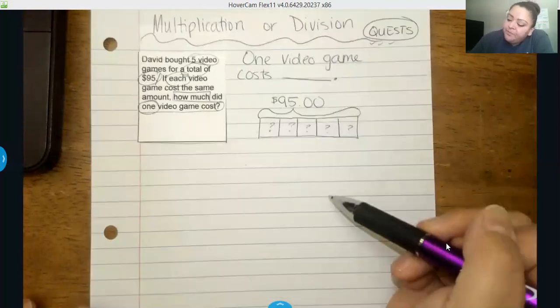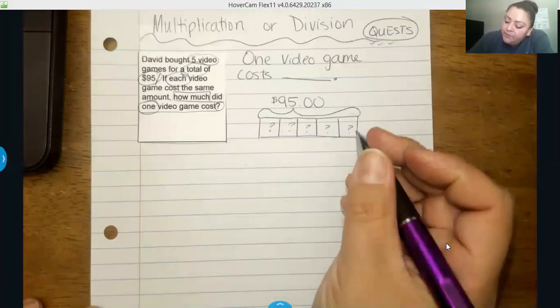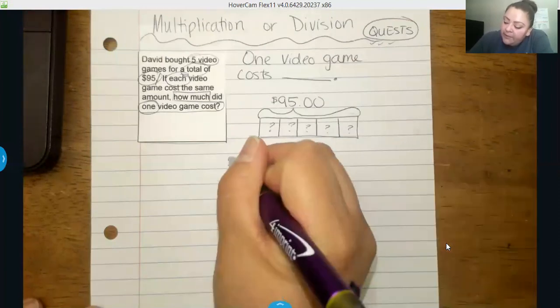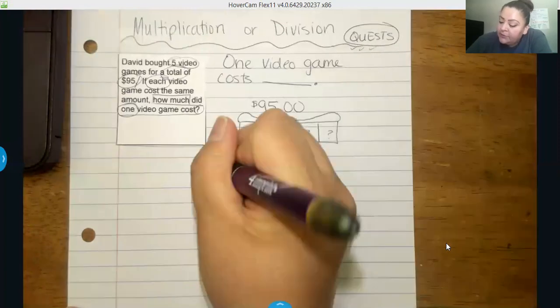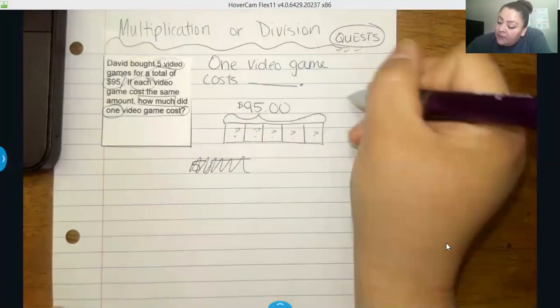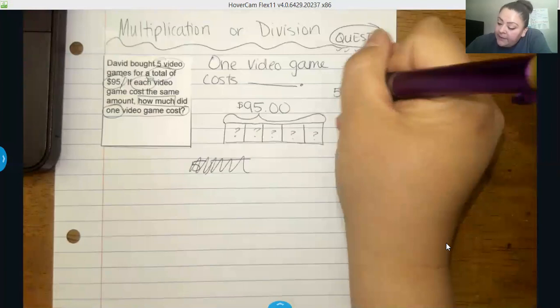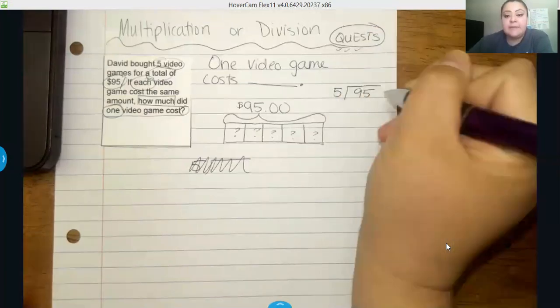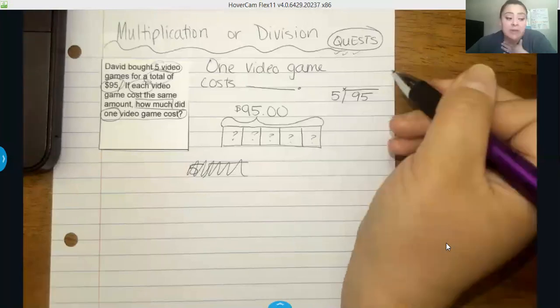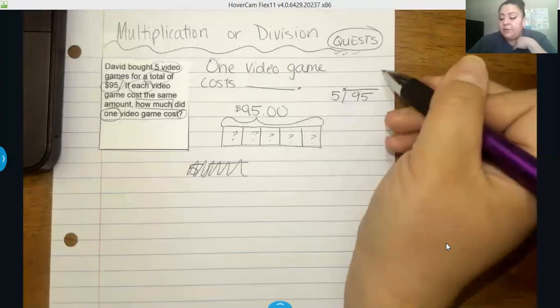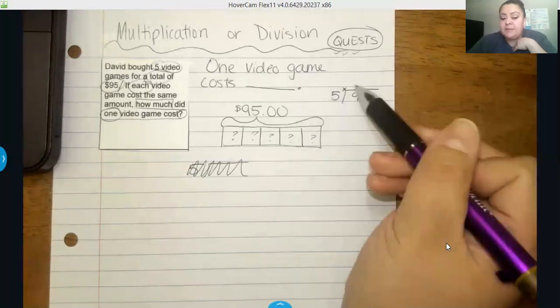So I'm going to do 5. Actually, I'm going to do it on the side here, so I don't want to waste too much room. So 5 divided by 95. Okay. Now, I always like to put my little multiplication sign here just because that's how I grew up learning it. And I know that everything that comes up here is divided by my divisor.